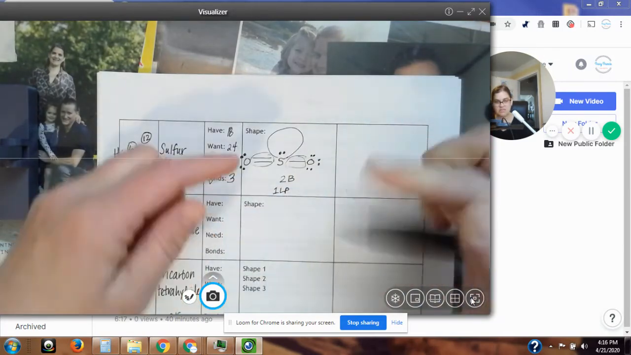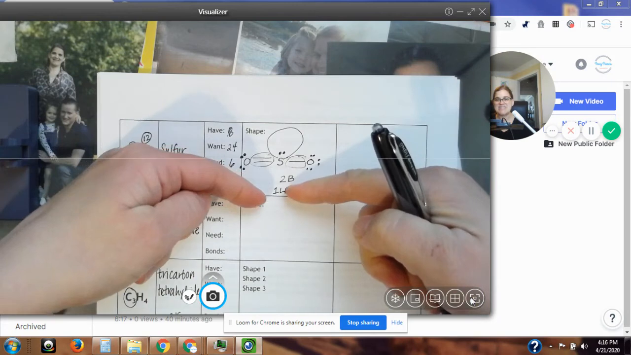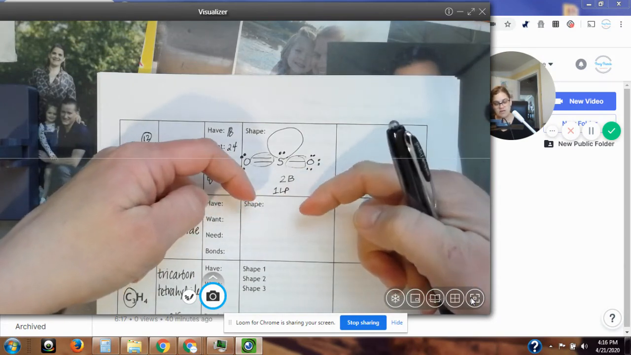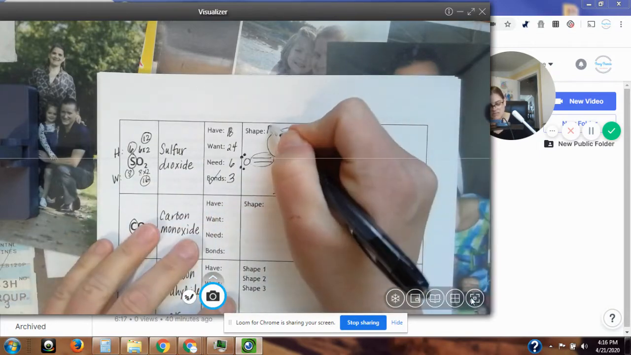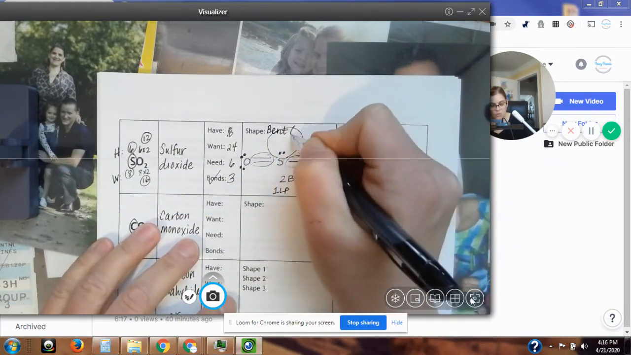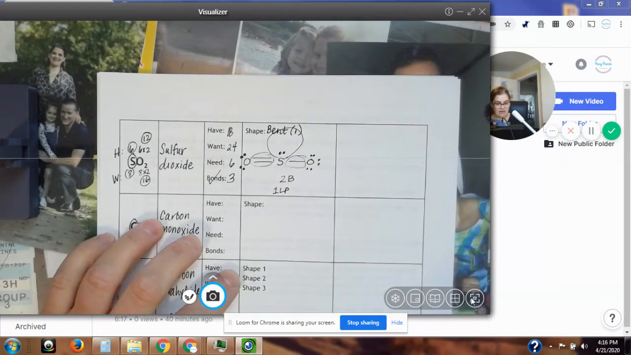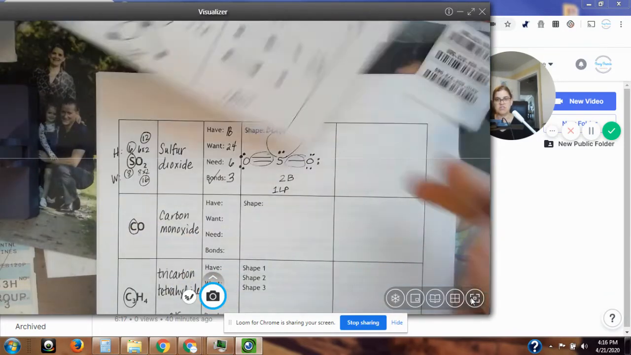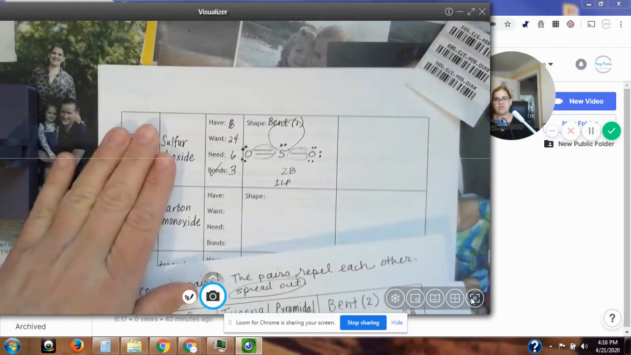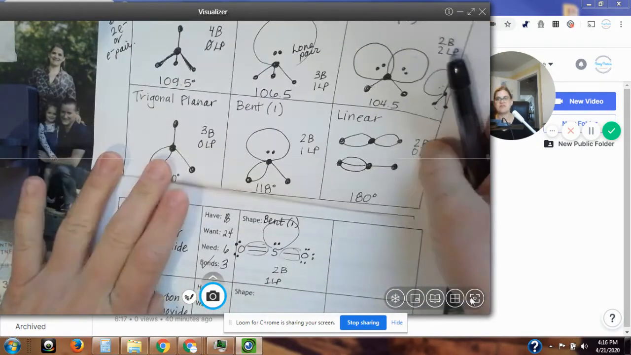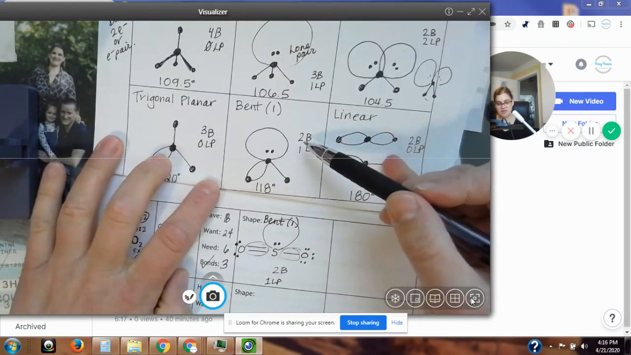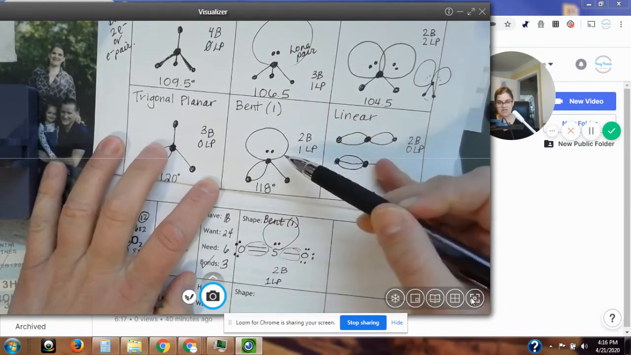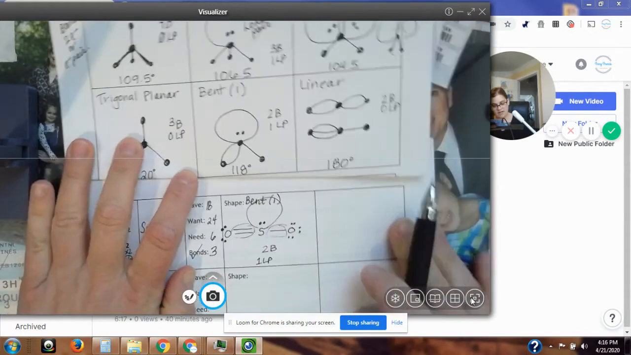That lone pair is going to push these downward. Okay, so what shape do we think it is? It's bent with 1 lone pair. Now listen, you don't have to have this memorized. What I would do is just keep looking back at my reference sheet. So here on my reference sheet, this is the only combination where I have 2 bonds and 1 lone pair, and you can see the bond angle of 118.